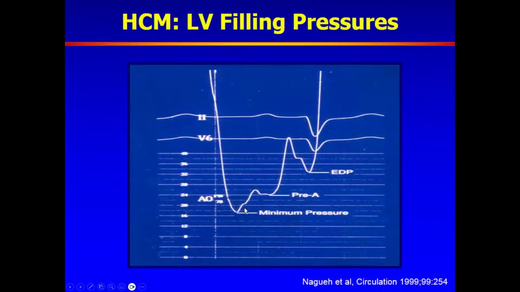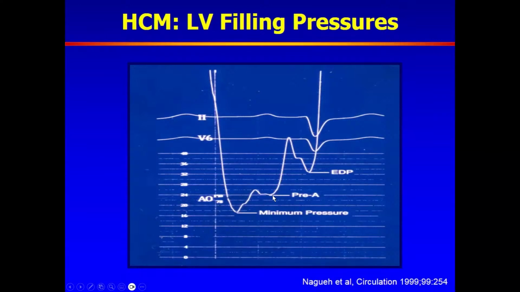That's an example of a ventricular pressure recording from a patient with hypertrophic obstructive cardiomyopathy, and the patient had significant symptoms of shortness of breath and NYHA class 3. We see here a minimum pressure that is about 17 millimeters mercury, a pre-A pressure that is 24.